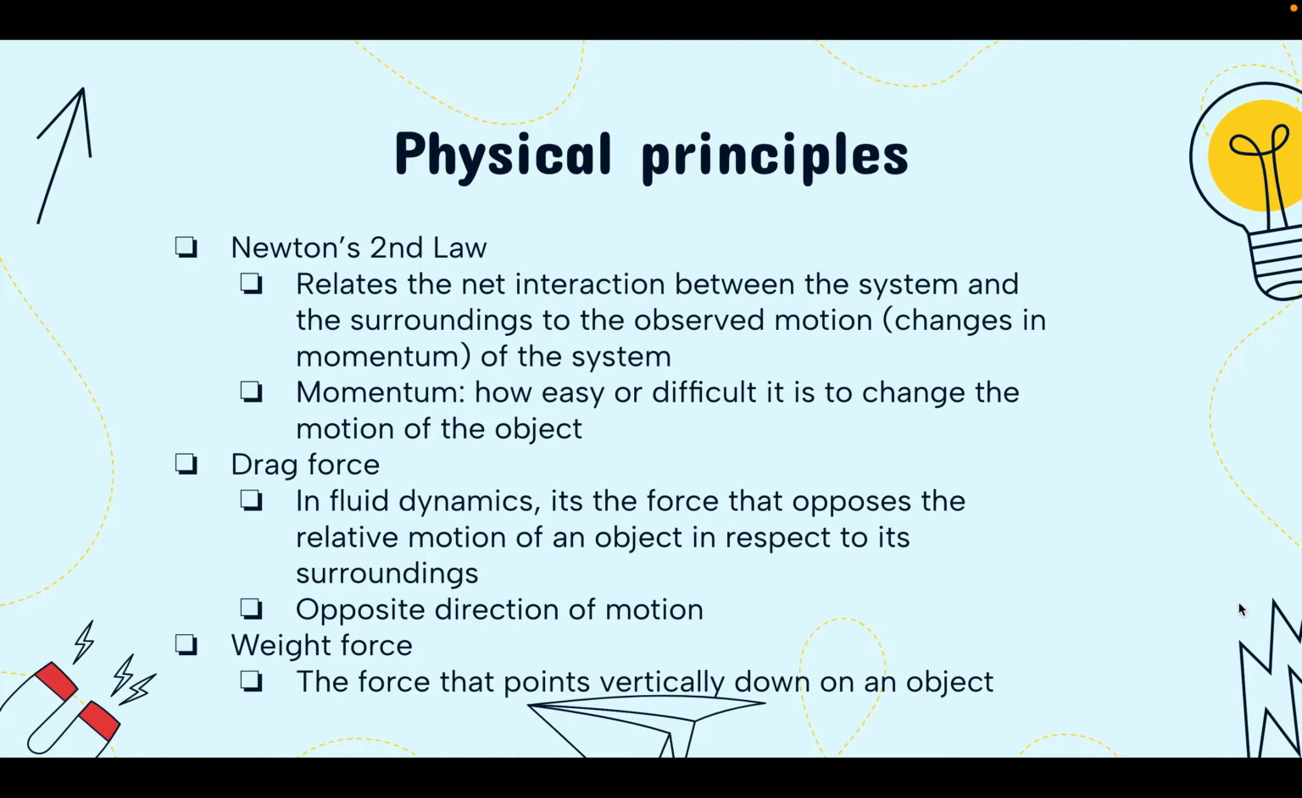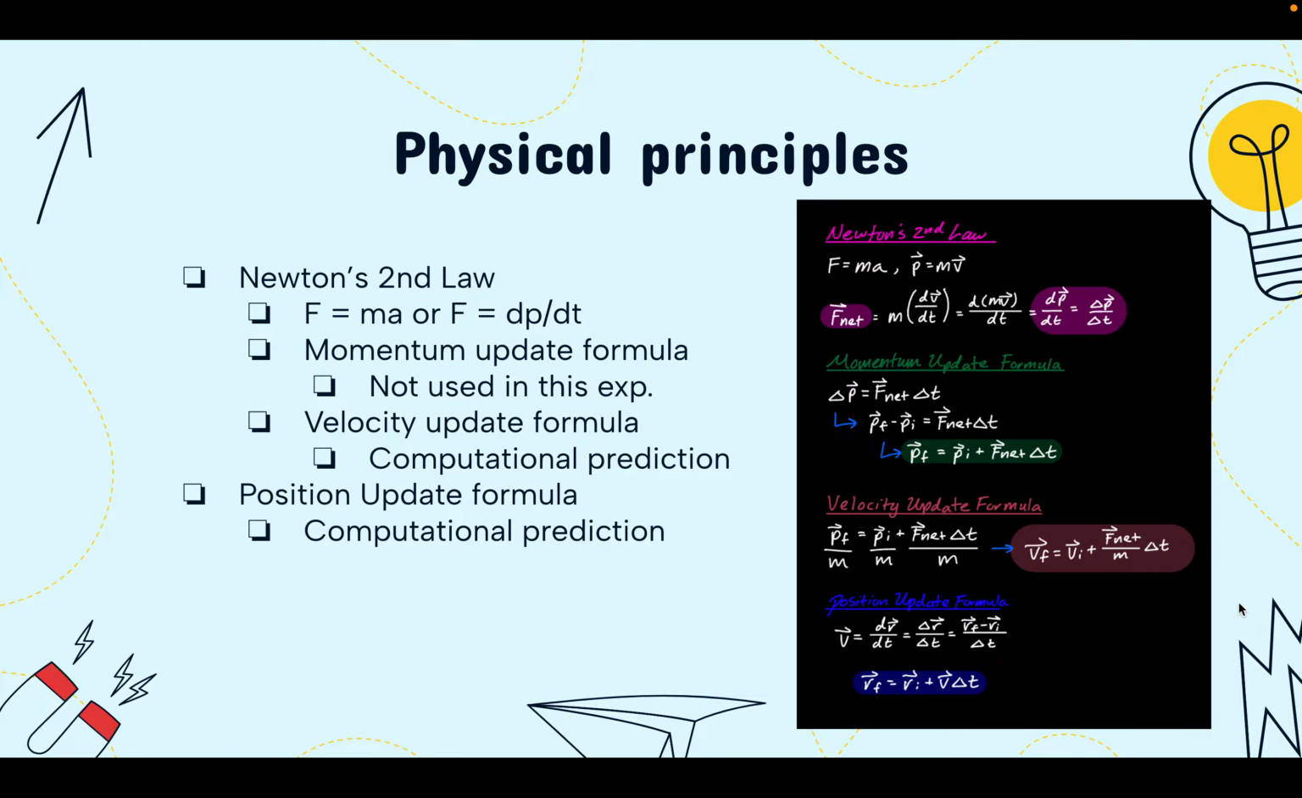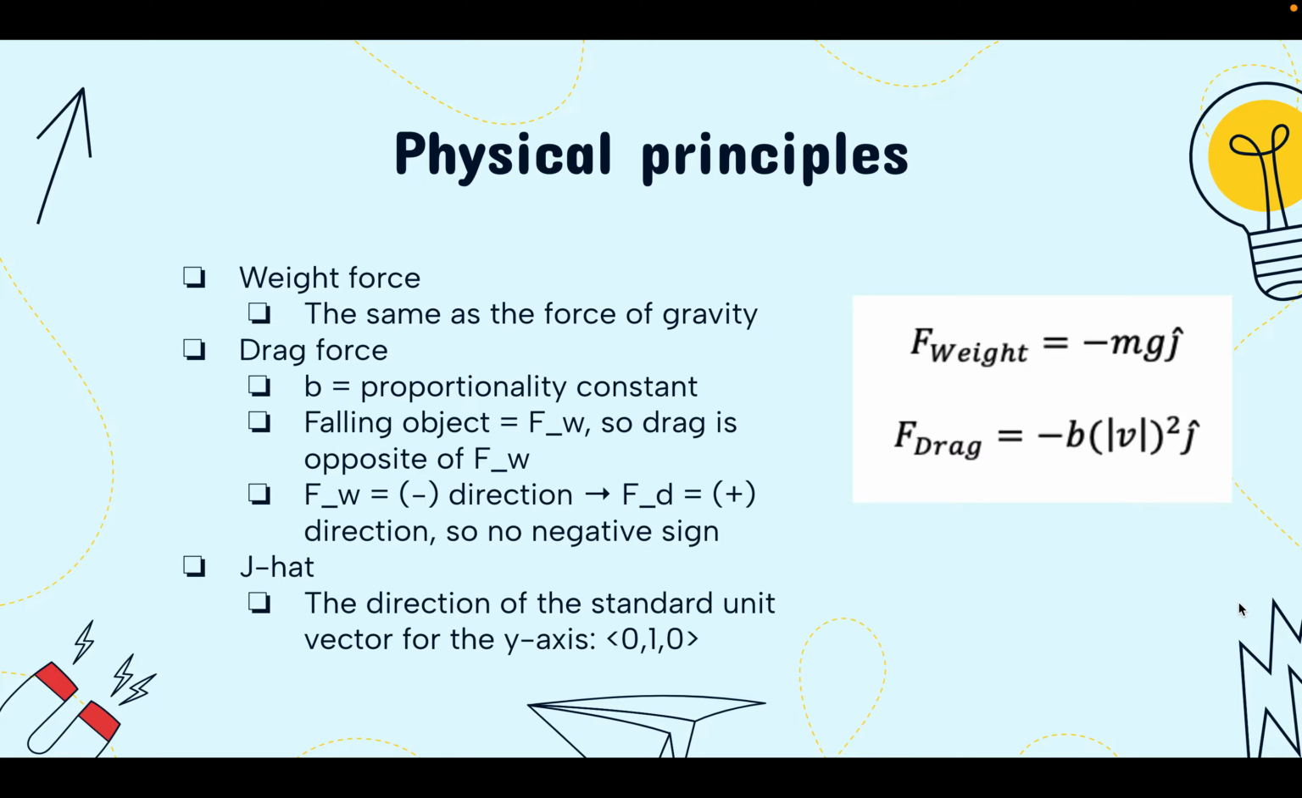The weight force, or what's more commonly referred to as the force of gravity, is the force that points vertically down on an object. Here, Newton's second law is more commonly seen as F equals ma, but with the momentum equation, it can be found in another form. The momentum update formula can be found from Newton's second law. It won't be used in the experiment, but the velocity update formula will, and it is just the momentum update formula divided by mass. It'll be used for computational prediction, and the position update formula will also be used for computational prediction.